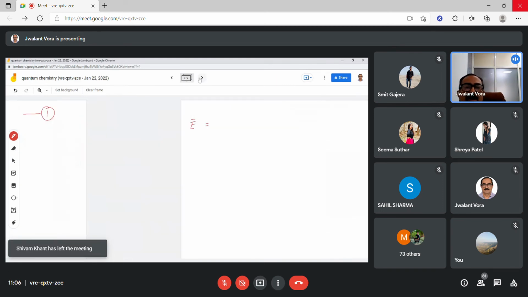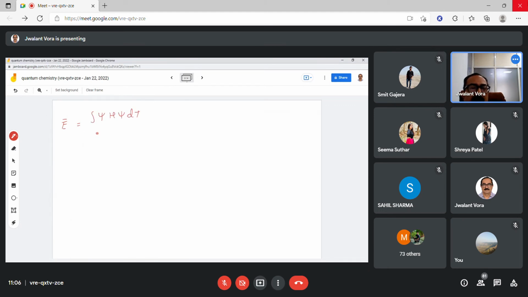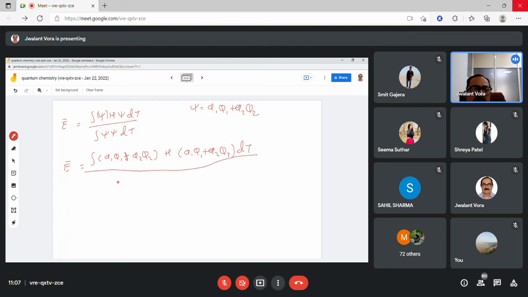Okay, હવે એક વેલ્યુઝ મૂકી દઈએ. E bar is equal to integration psi H psi d tau divided by integration psi square d tau. psi ની વેલ્યુ મૂકી દઈએ. psi is equal to બે જ કાર્બન એટમ છે, c1 phi1 plus c2 phi2. Therefore E bar is equal to integration (c1 phi1 plus c2 phi2) H (c1 phi1 plus c2 phi2) d tau divided by integration (c1 phi1 plus c2 phi2) square d tau.